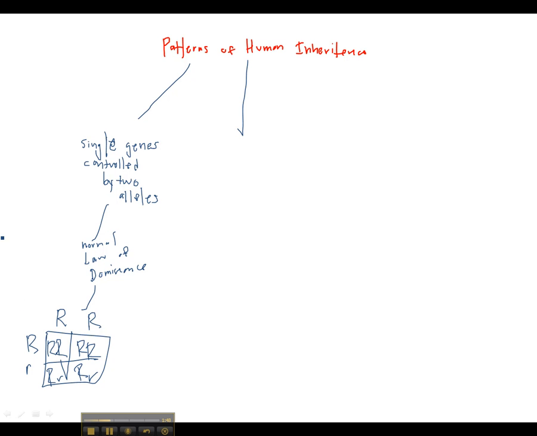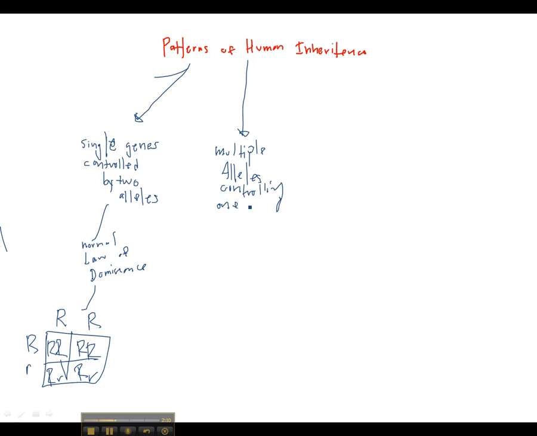Another pattern of human inheritance, which is where it gets a little new, is we're actually going to learn about multiple alleles. So loads of alleles controlling a single gene, okay? We'll call this multiple alleles. So what does that mean, okay? Controlling one gene, okay?